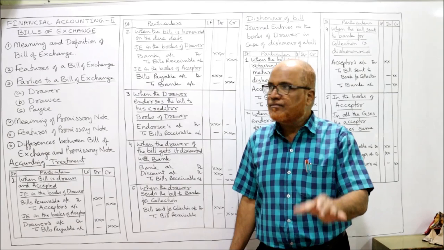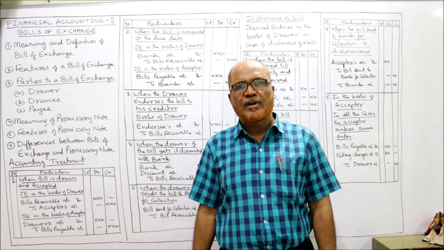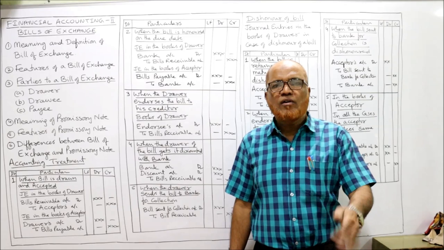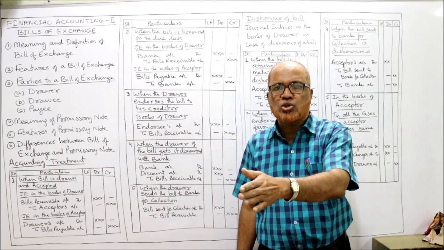The next is differences between bill of exchange and promissory note. Actually, many similarities are there, few differences are also there. First of all, any of them will be used in a transaction of making the payment, right? So when goods are sold and bought on credit, we can use either bill of exchange or promissory note. Accounting treatment is the same. But what are the main differences?